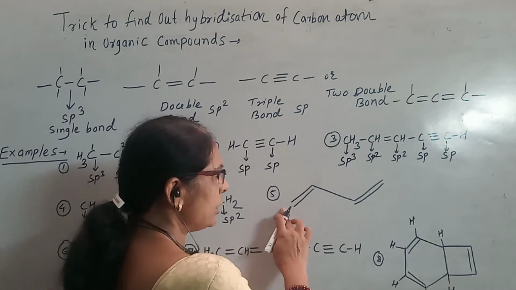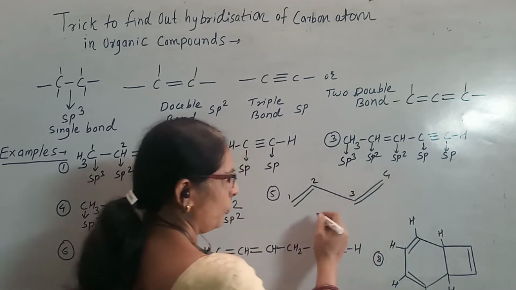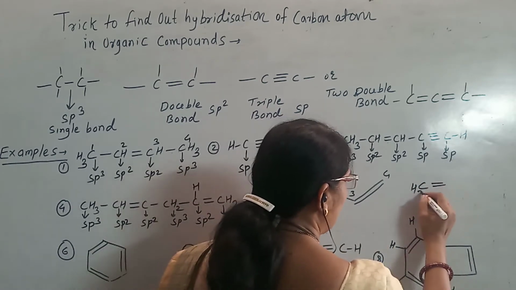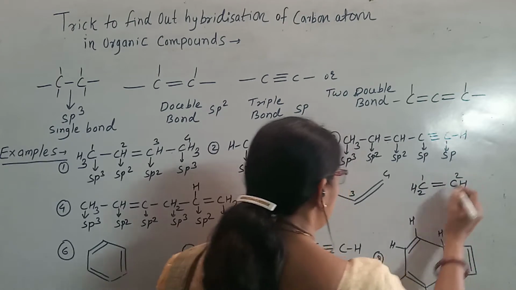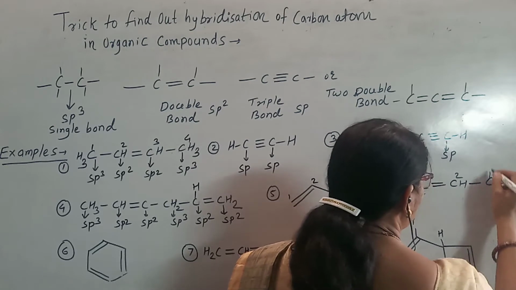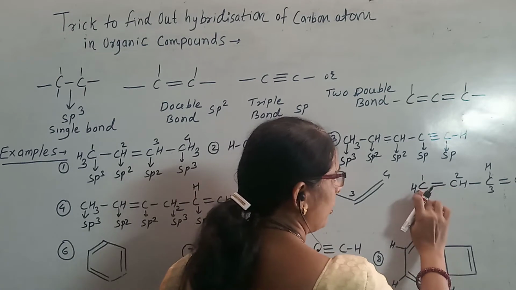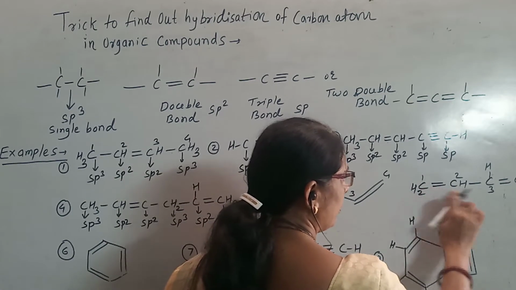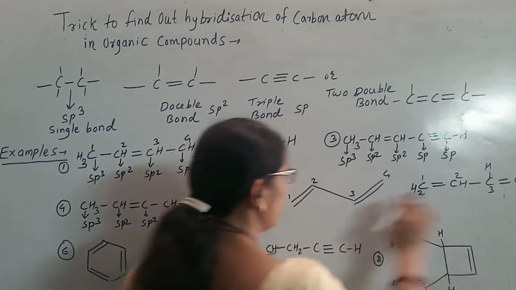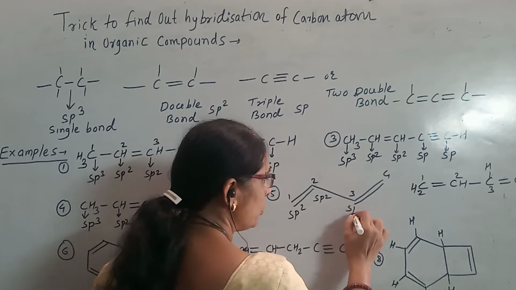Now let us consider example number 5. This example has carbons 1, 2, 3 and 4, and it has double bonds. Look here. Carbon number 1 and 2 have a double bond, and carbon number 3 and 4 also have a double bond. So each carbon is bonded to a double bond. This carbon is bonded to a double bond, this carbon is bonded to a double bond, this carbon too, and this carbon also. So all carbons in this example are sp2 hybridized.